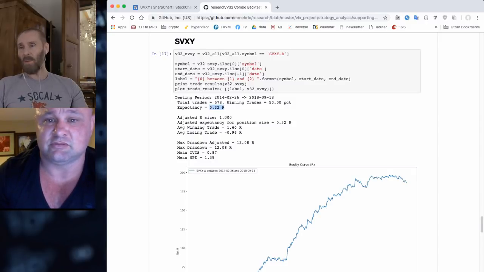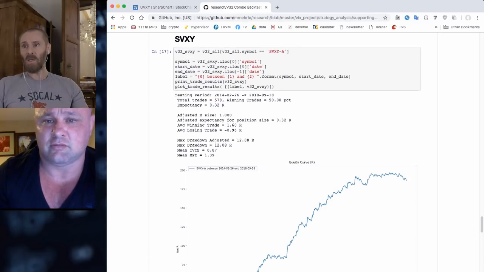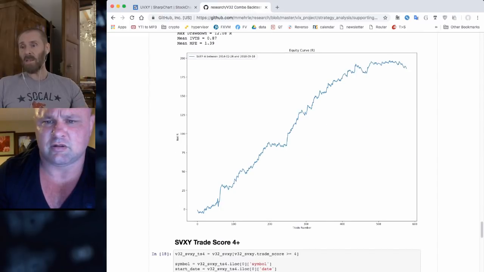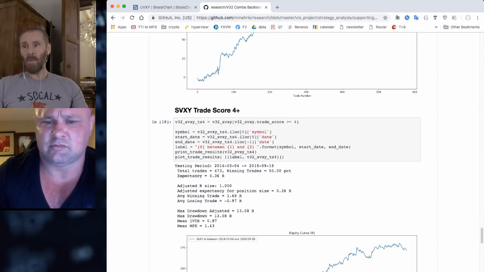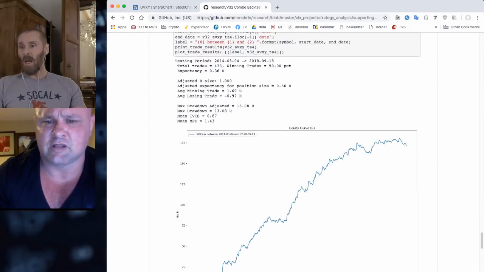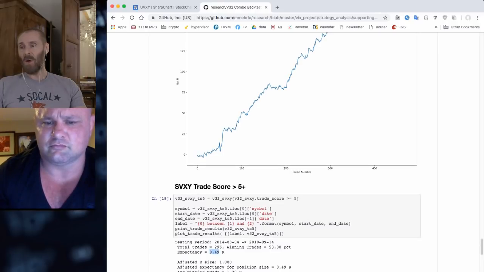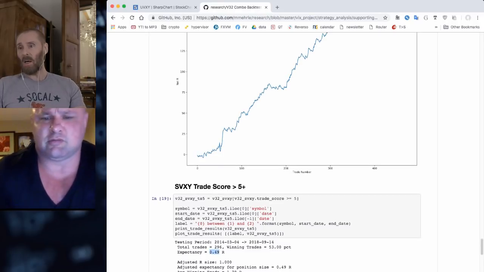Here's the SVXY, which a lot of you will probably trade because you can go long on it. It starts with 0.32, like the combined system. It's right in the center. I like that. Then from straight trade scoring at 4, it jumps to 0.36, and here it actually jumps to 0.49. So we almost have a half.